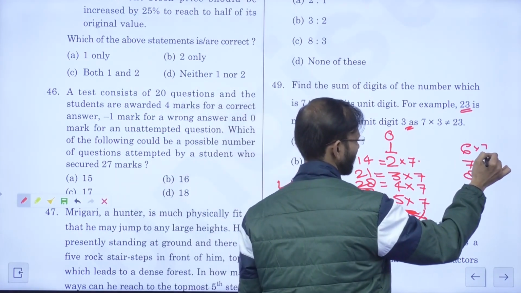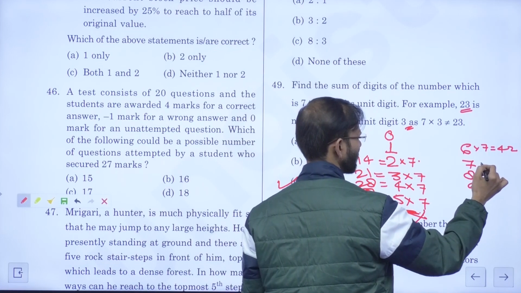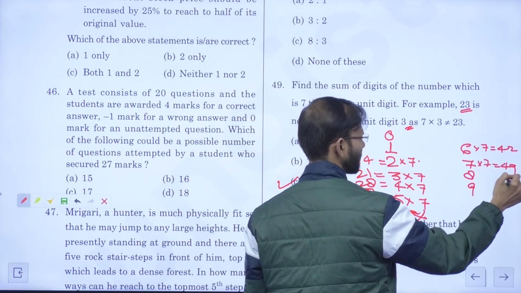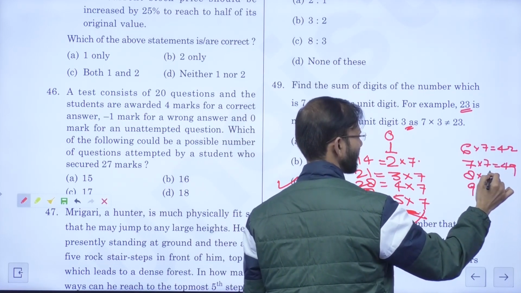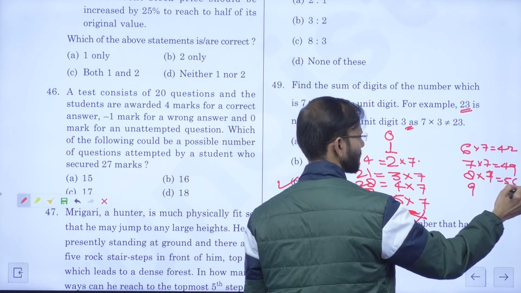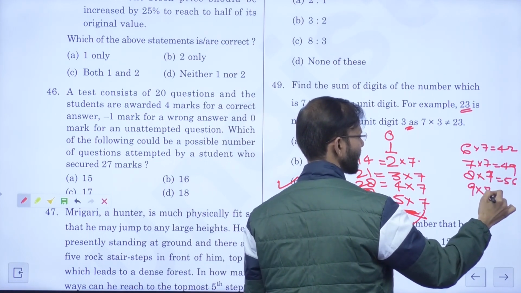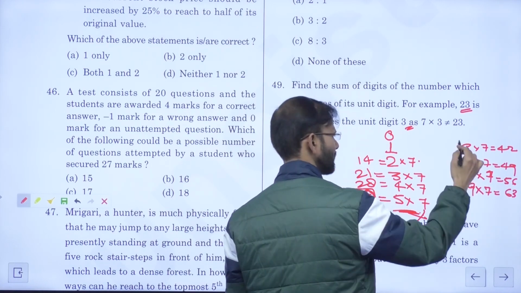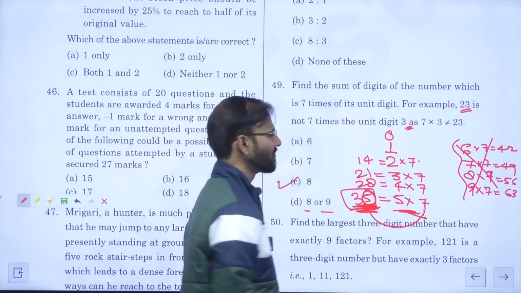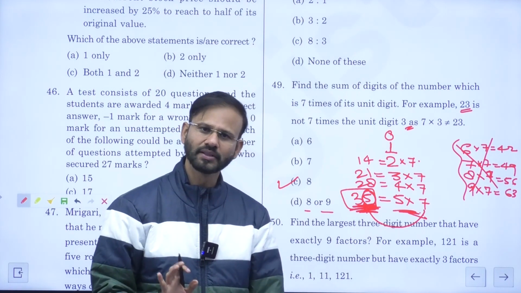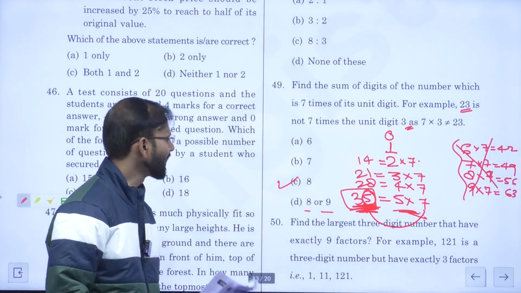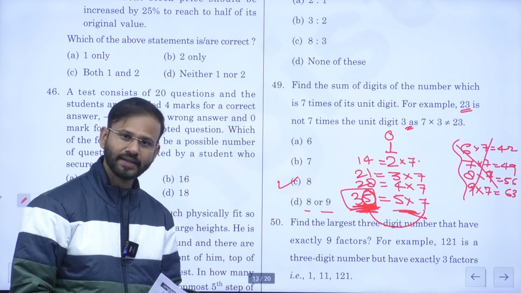So 6 into 7 is 42. No. 7 into 7 is 49. No. 8 into 7 is 56. No. 9 into 7 is 63. No. So guys, 35 is the only number that will satisfy the condition. So the answer is 8.